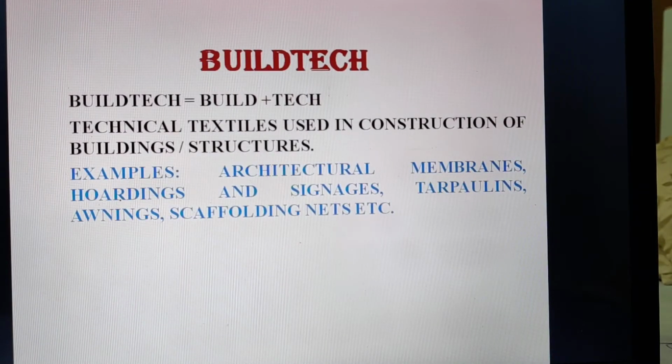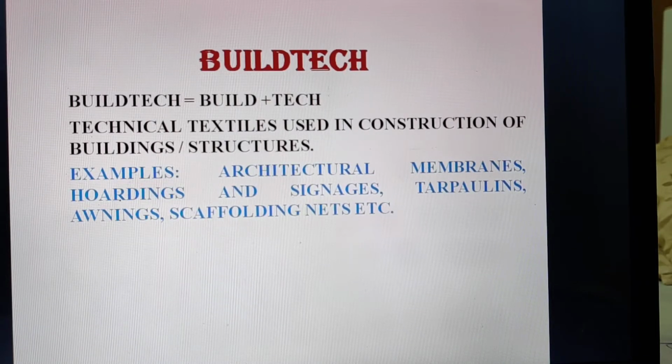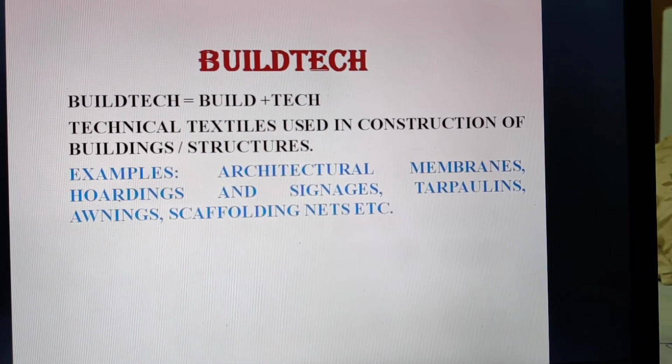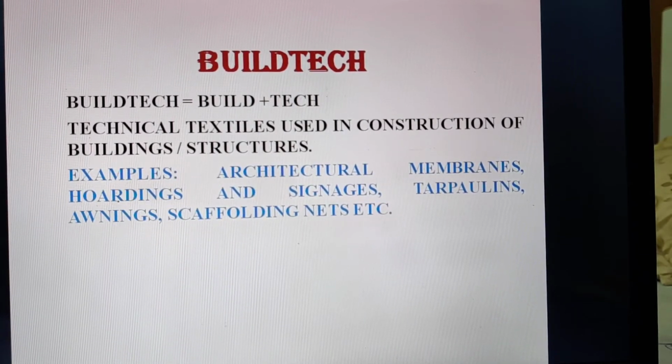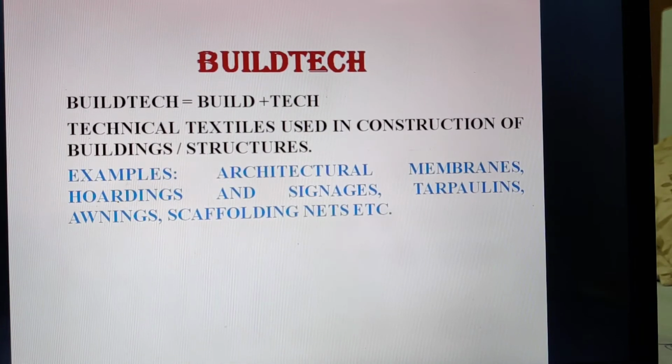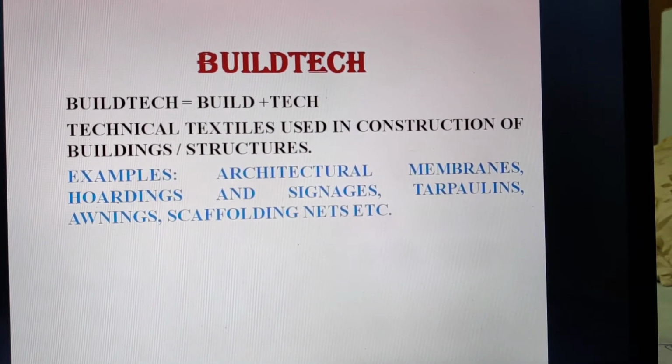Let us talk about BUILDTECH. BUILDTECH means build plus tech. It means technical textiles used in buildings or structures or in construction. Examples may be architectural membranes or tensile membranes, what we normally call, then hoardings and signages, tarpaulins, awnings, and scaffolding nets. We also use safety nets, so that is also included in BUILDTECH.